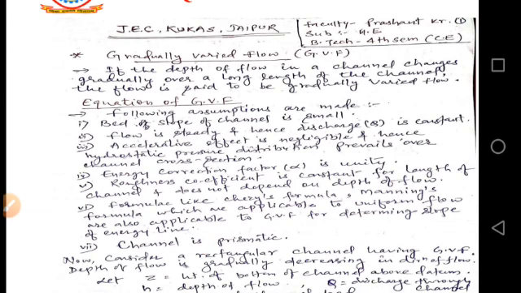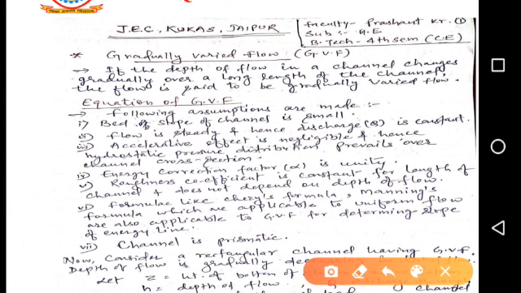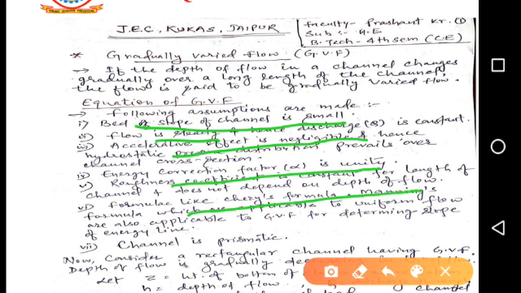the equation of GVF. Equation of GVF means before the derivation we will make some assumptions, like the first one is bed slope is small, the second one is flow is steady, oscillative effect is negligible, energy correction factor is unity. Formulas like Chezy formula, Manning formula are also applicable to GVF for determining the slope of the energy line, and the last one is channel prismatic, as we have discussed earlier.